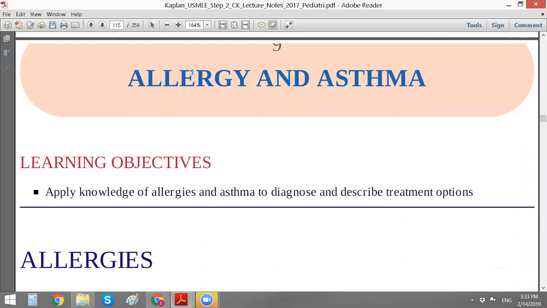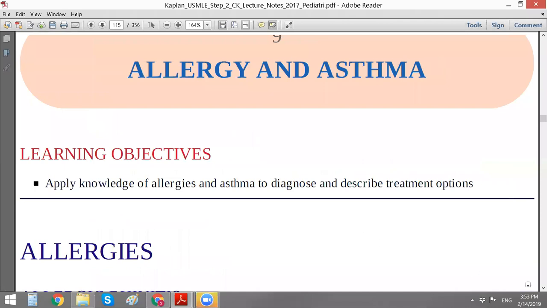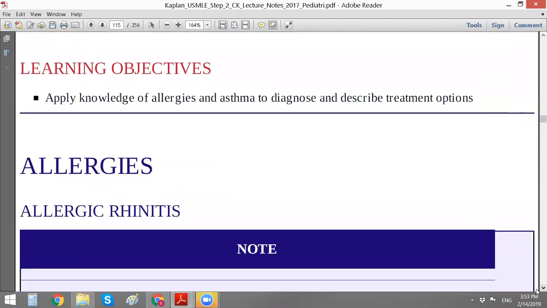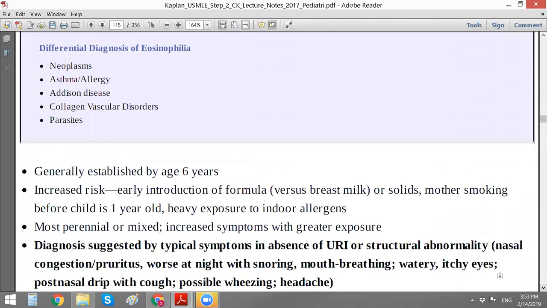Okay, so starting the allergy and asthma chapter. We'll try to finish it very fast. Allergic rhinitis, differential diagnosis of eosinophilia, neoplasm, asthma, allergy, resistance, allergic vascular diseases, parasites.